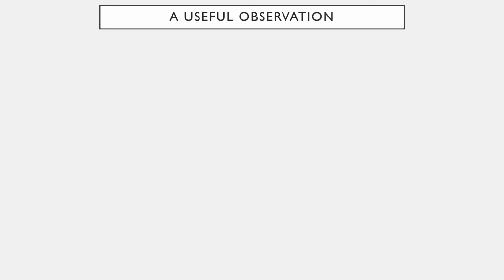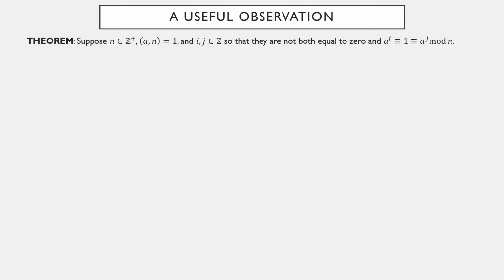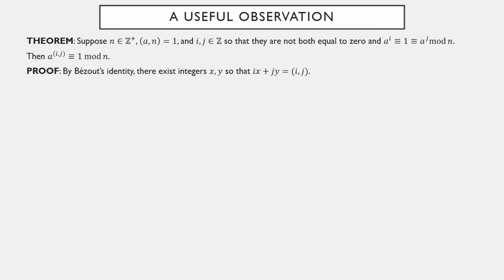We're now primed to make a very useful observation. Suppose n is a positive integer and a is relatively prime to it, as before. i and j are two integers. They're not both 0, but a to the i and a to the j are both equivalent to 1 modulo n. Well then, a raised to the greatest common divisor of those two exponents will also be equivalent to 1 mod n. By Bézout's identity, there must be two integers x and y, so that ix plus jy is just equal to this greatest common divisor.